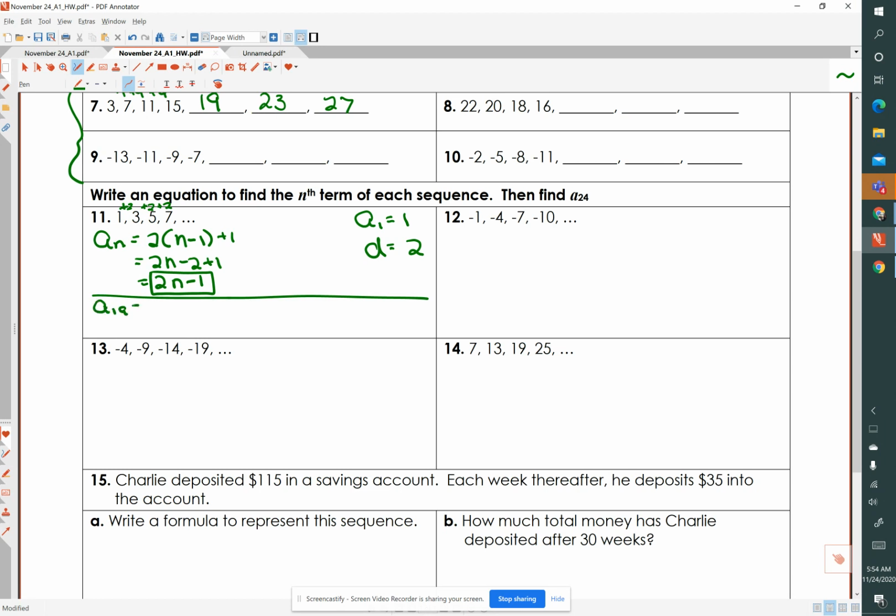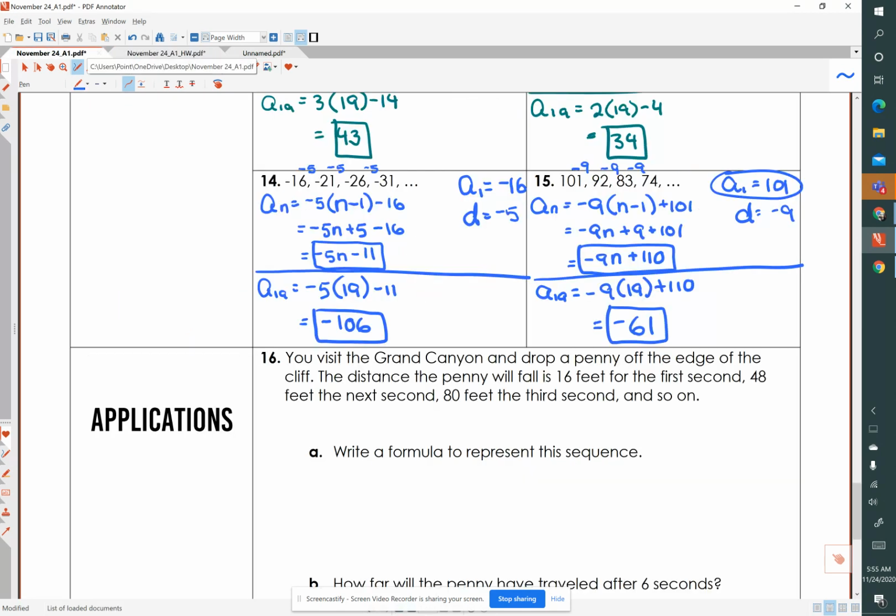And then let's find our 19th term. A sub 19 equals 2. Actually, we're not finding the 19th term, we're finding the 24th term. Times 24, so we substitute a 24 there, minus 1, and 2 times 24 is 48, minus 1 is 47. So remember, we're finding the 24th term here for your homework. So I gave you a little bit of a head start here.